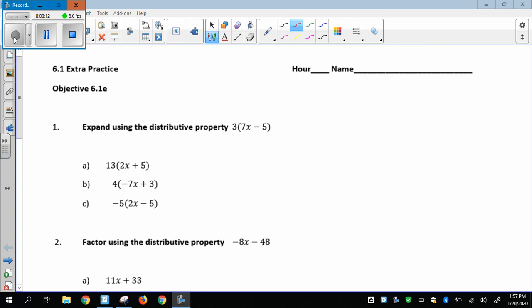I'm going to go through one of each of these problems with you, and then you can go ahead and finish up the practice, and then you can do your ticket to retake and get on with things.